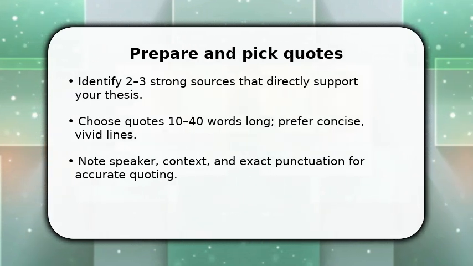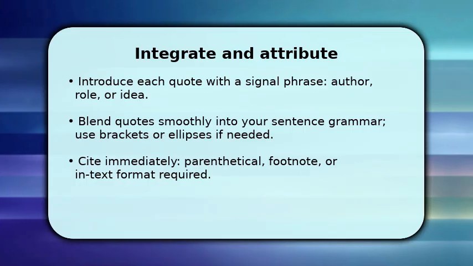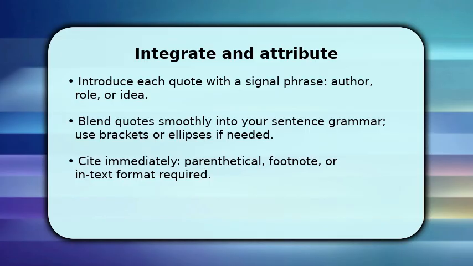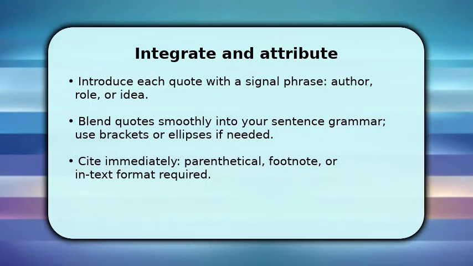Now integrate each quote directly into your prose. Introduce it with a signal phrase like the author's name and why their voice matters, then weave the quotation into your sentence so grammar stays natural. Once done, adjust punctuation and use brackets or ellipses only to clarify or omit. Avoid altering meaning. Make sure to provide an immediate citation in the required format, parenthetical, footnote, or in text, so readers can verify the source without interrupting.